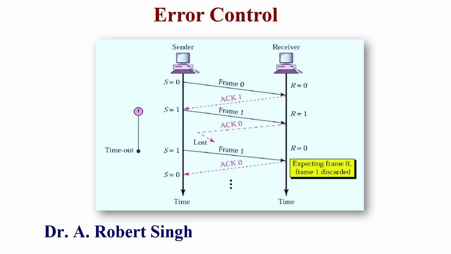Error control is a set of techniques and protocols that ensure data is delivered accurately and reliably from sender to receiver. It not only detects errors in transmission but also provides ways to correct them through retransmission.